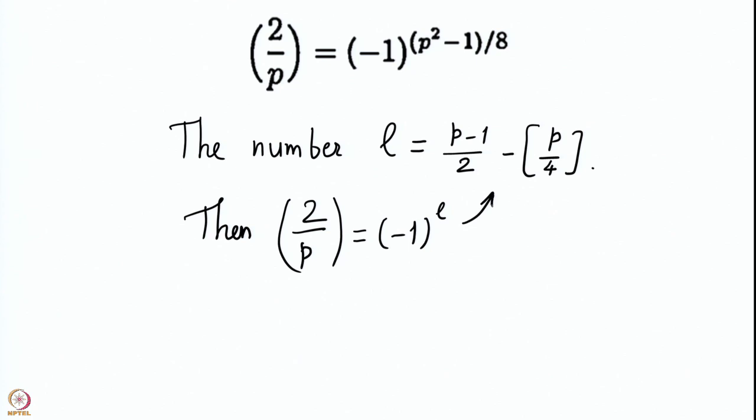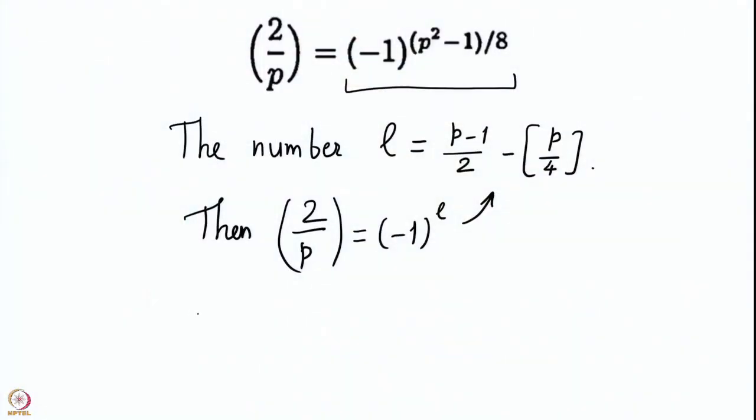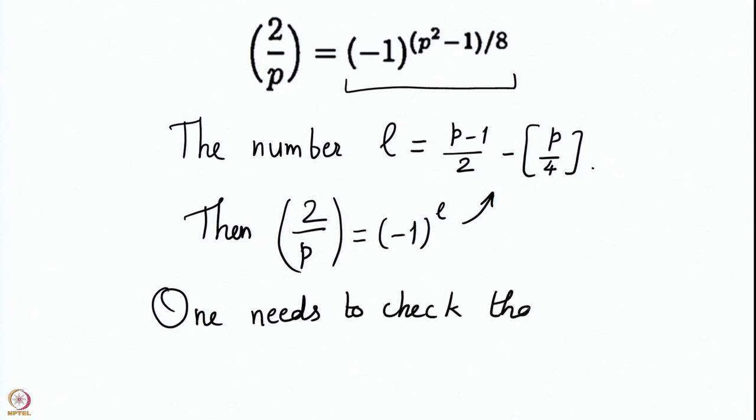Now, to check whether this is indeed equal to the number that we have here, you will have to do the calculation. So, one needs to check that (minus 1) to the power L is equal to (minus 1) to the power (p square minus 1) upon 8, and this can be checked by checking various possibilities of primes congruent modulo 8. I will do one case as an example and leave the other 3 cases for you.